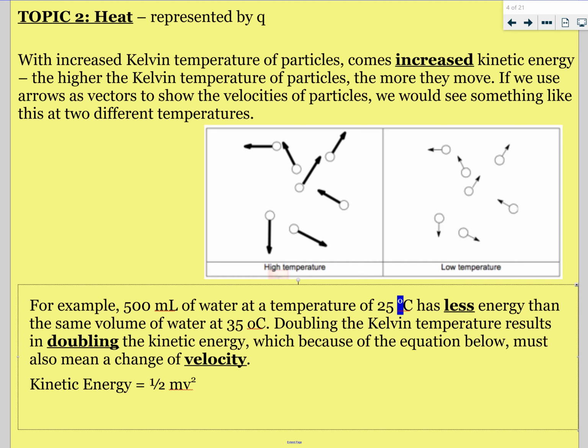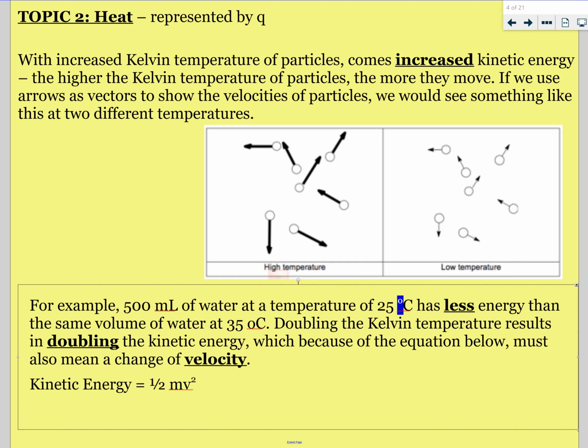We're going to talk about heat. Heat is the flow of thermal energy. Remember that Kelvin temperature of a particle comes from increased kinetic energy. So the more kinetic energy, the more heat an item has. The higher the Kelvin temperature of a particle, the more they move.